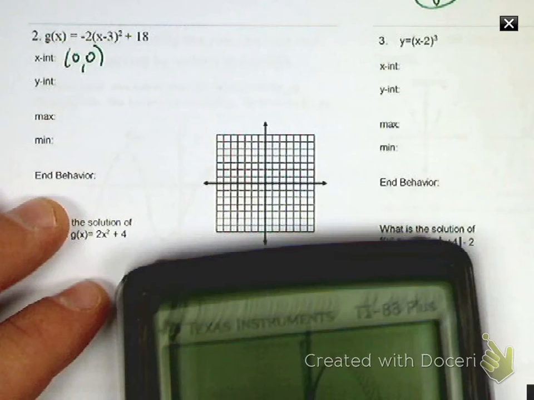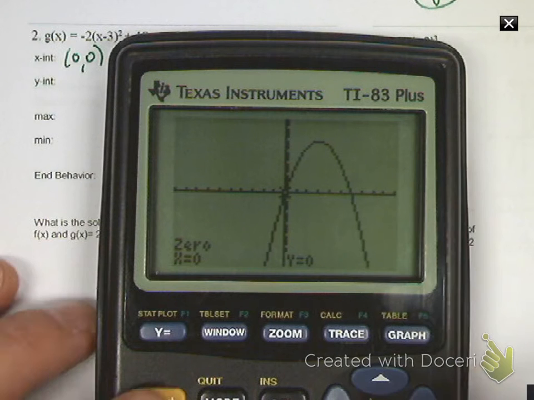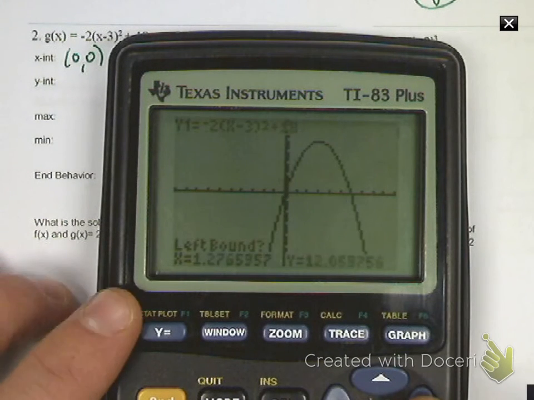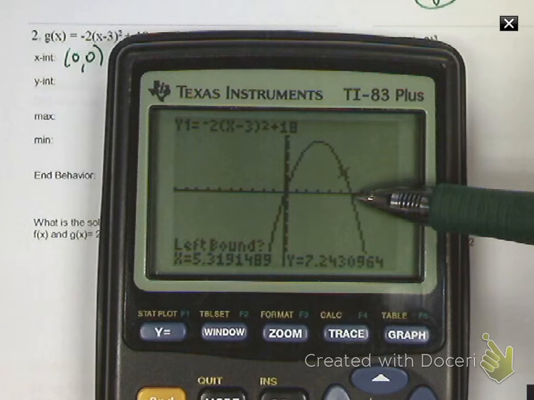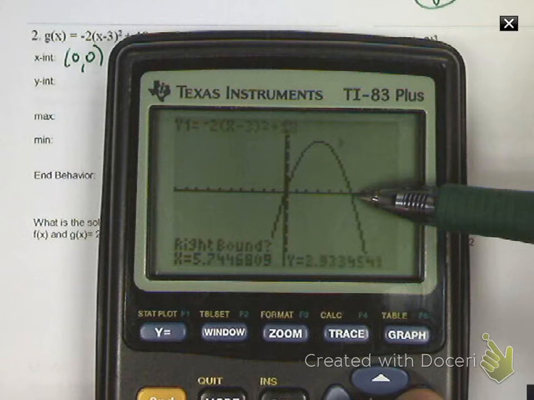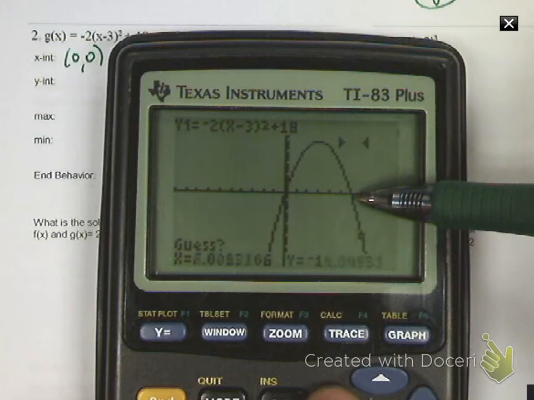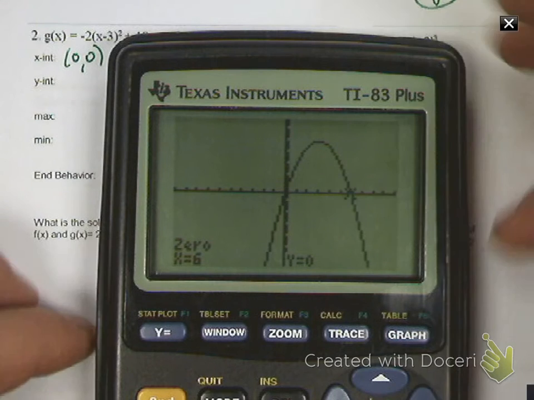But there's another. There it is. So I press second calc 0. I arrow over. So I'll make sure my cursor is to the left of the x-intercept. I press enter. I move my cursor to the right of the x-intercept. I press enter. And now I move back to the center, right on the x-axis. Press enter. And it gives me my other zero. It's 6, 0.